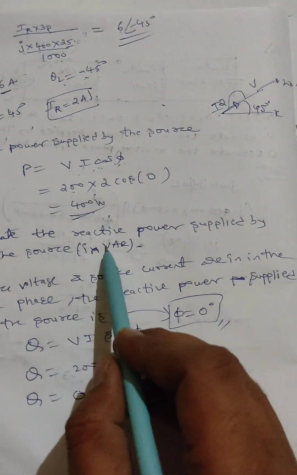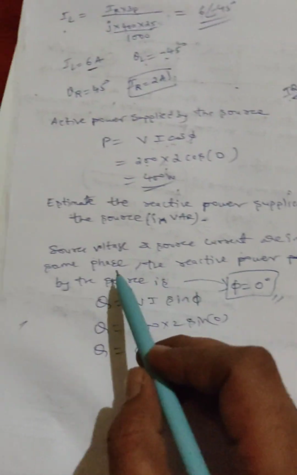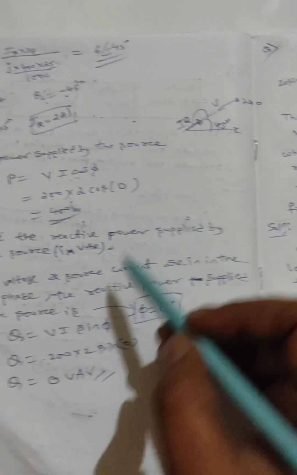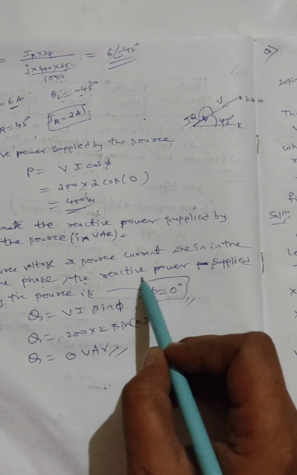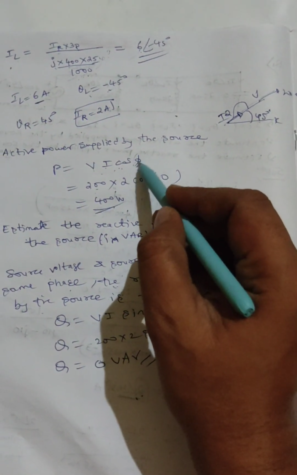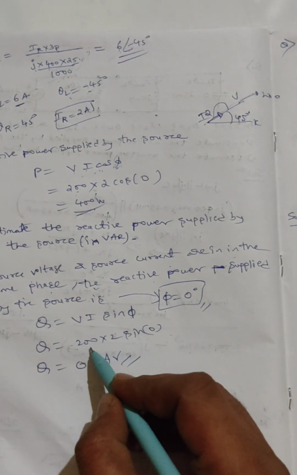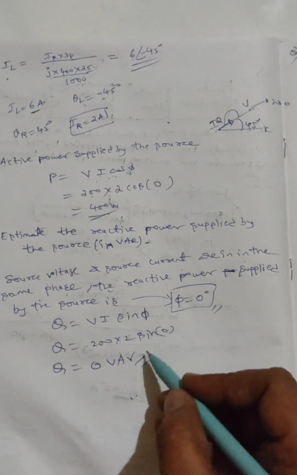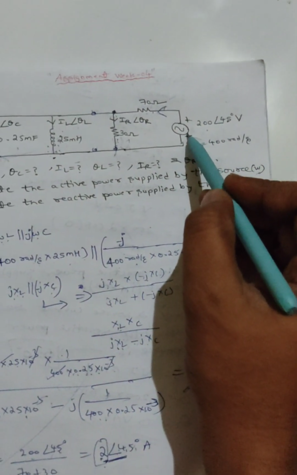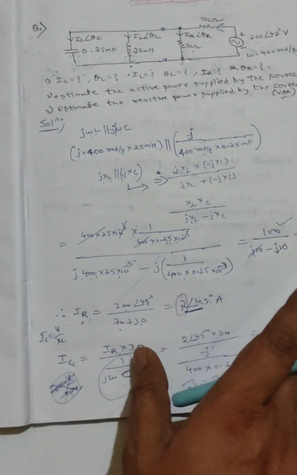Now estimate the reactive power supplied by the source in VAR. Source voltage and source current are in the same phase, that is what is written here. Thus the value of phi becomes 0. The reactive power formula is VI sin phi. Therefore, Q is equal to 200 into 2 into sine 0. Sine 0 is 0, and 0 into something is 0. So this voltage source does not supply any reactive power. It supplies an active power of 400 watts. Okay, got it?